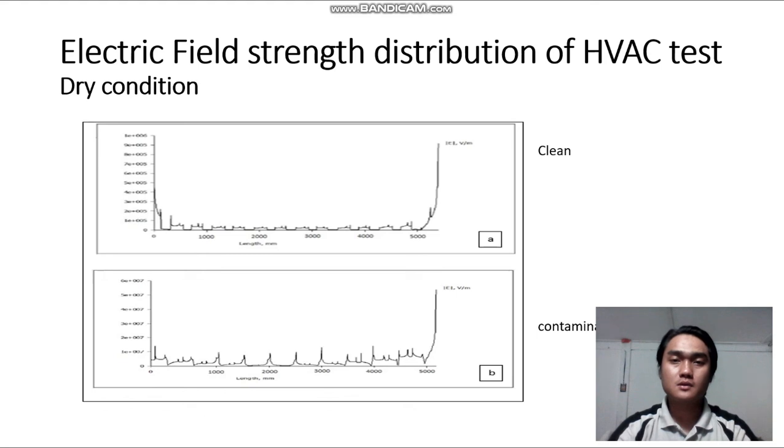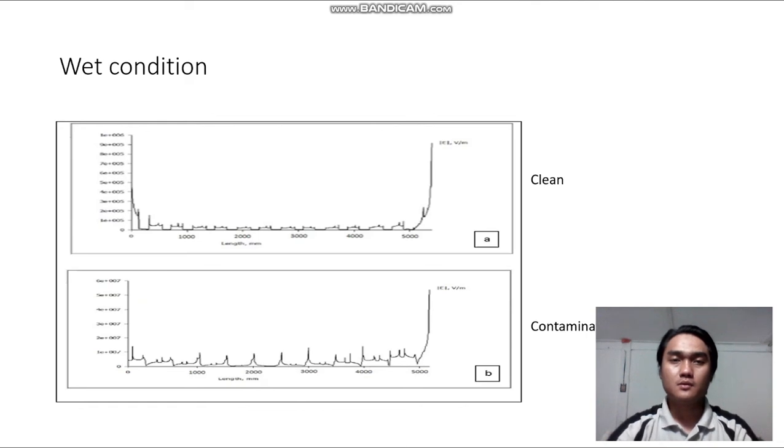The result of the simulation has shown that the electric field strength of the insulator is higher when dry and contaminated than in a dry and clean condition. In wet condition, the electric field strength is also higher in the contaminated condition than in clean condition.